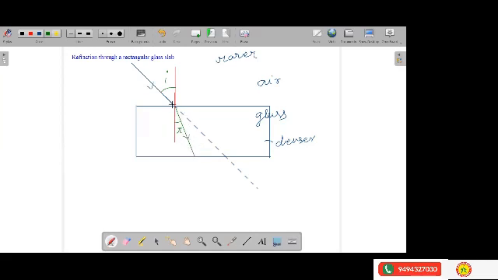So here, this interface or this surface was the interface between air and glass. The ray of light was moving from air to glass. Hence, the ray of light bent towards the normal. Anyone having any doubt? Where will it bend?